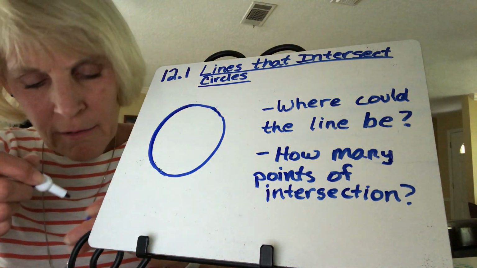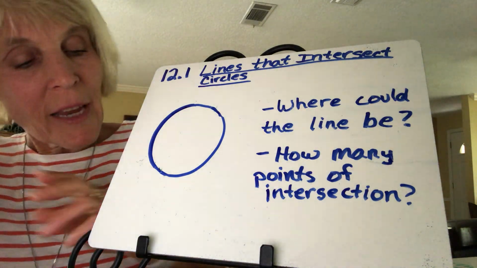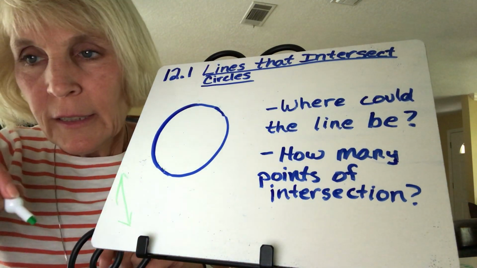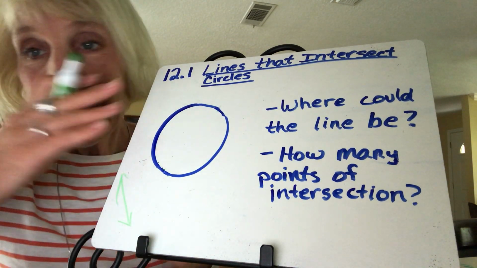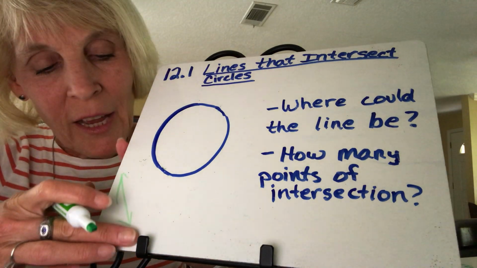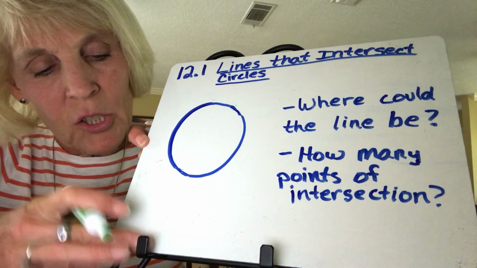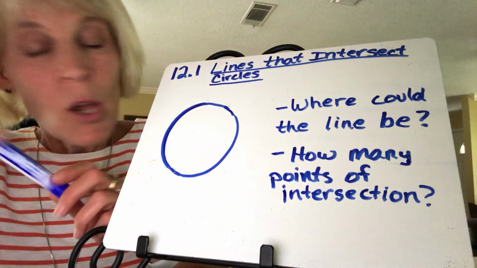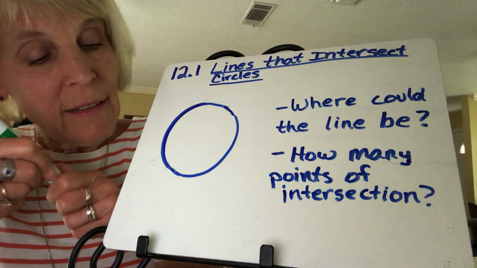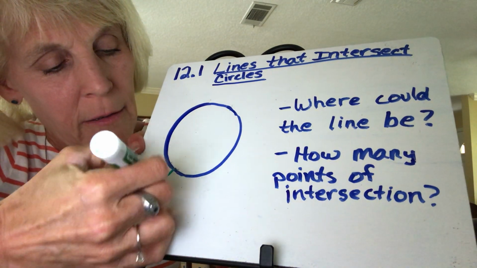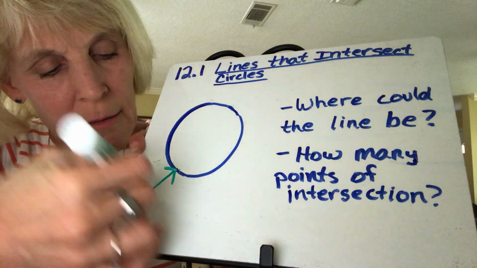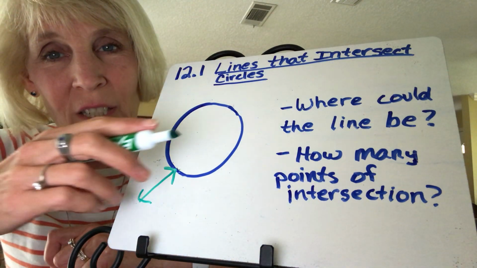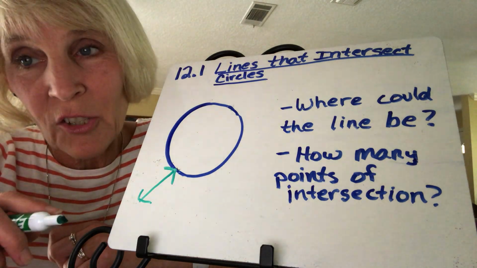Could my line, let's take a look at a different color, could my line be on the outside like this? Well, that is not going to intersect the circle, is it? So we're not going to be able to have it on the outside like that. So let's use a different color because we said we're looking at lines that intersect. What would happen if I made a line like this? Would that line intersect the circle? Obviously, yes. But now the question is, how many points of intersection would there be?